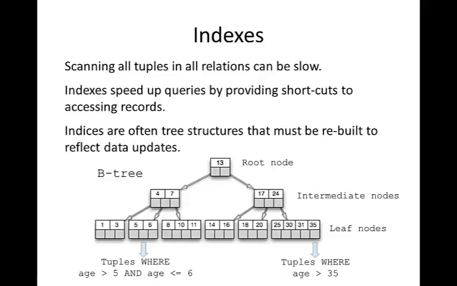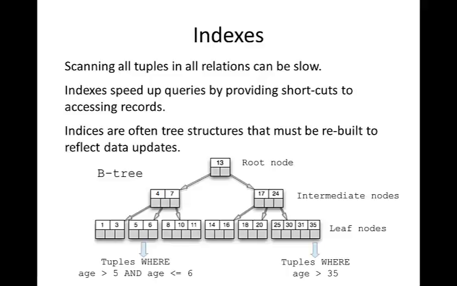This B tree is an incredibly simple index. We're not really here to learn the details of indexes, but this is a quick example of how they operate. Okay, so it's a tree-like structure. Here are our records. These numbers are ages. So we've got one person who's 1, one person who's 3, one person who's 5, 6, etc.